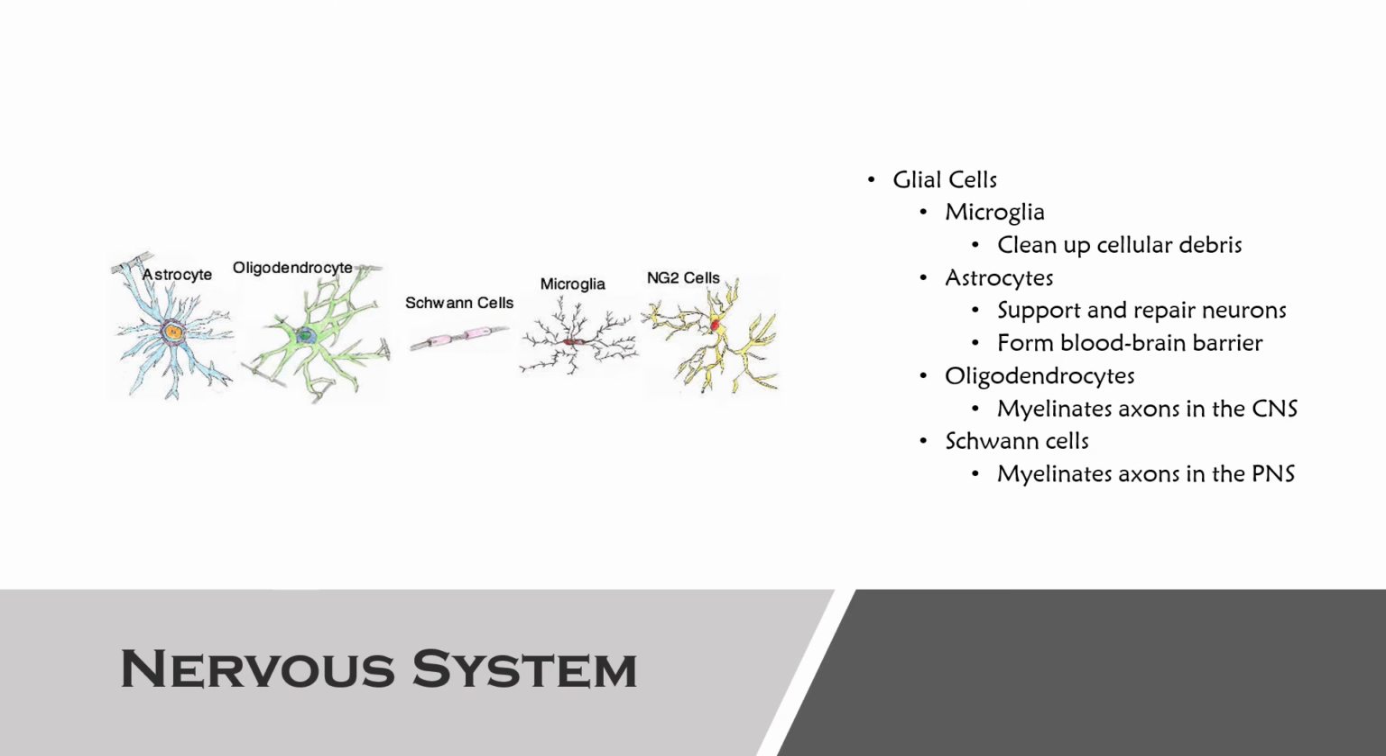There are also glial cells. There are about 6 types of glial cells, but here we only cover 4. There are microglia. These clean up cellular debris. Astrocytes support and repair neurons, and they also form the blood-brain barrier. And that blood-brain barrier is incredibly important because it keeps pathogens out of your brain. And if something got into your brain, some foreign object that should not be there, it can be catastrophic.